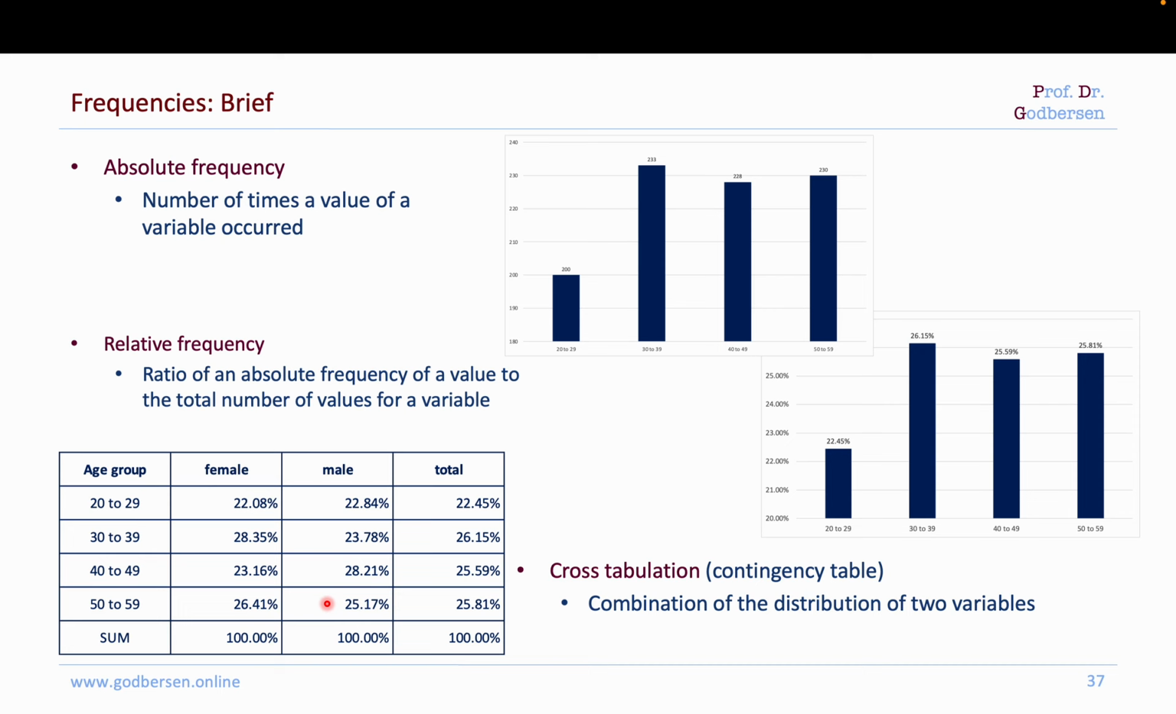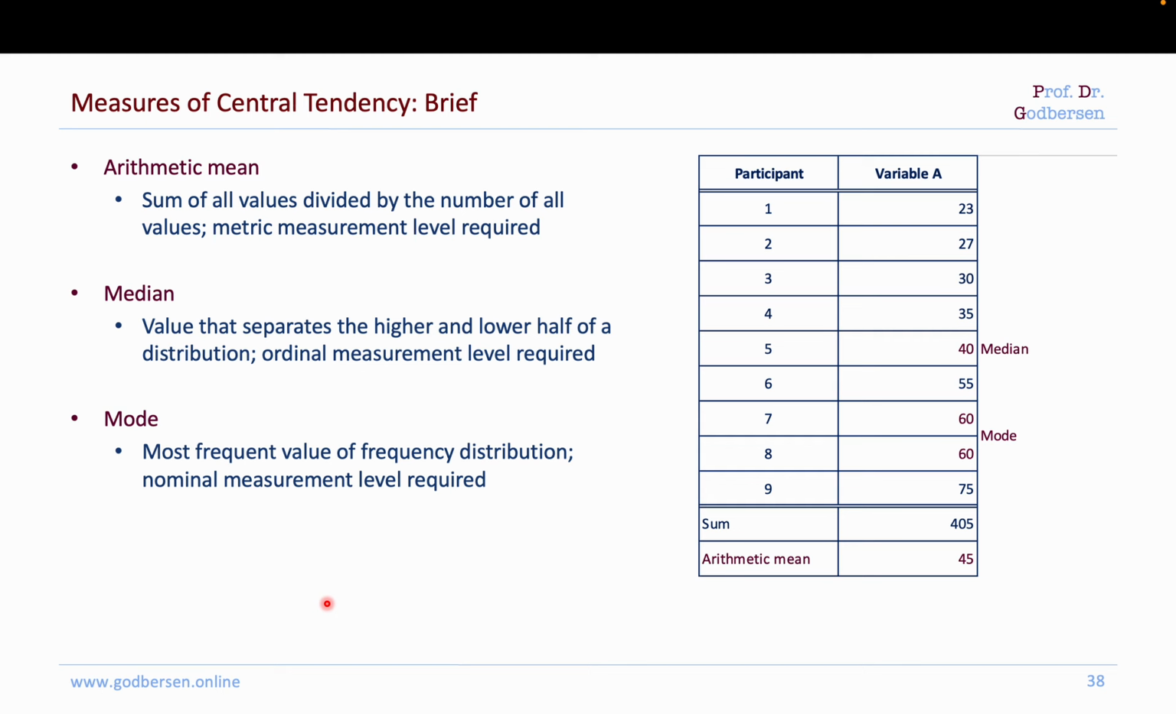Frequencies you can use with every scale of measurement. Normally, you would use this only with the categorical scale of measurement. When you have a metric scale of measurement, you will come to measures of central tendency. And these I would like to show you now. Three main measures of central tendency are the arithmetic mean, the median, and the mode. Most likely, if you have a metric variable, you will use the arithmetic mean.